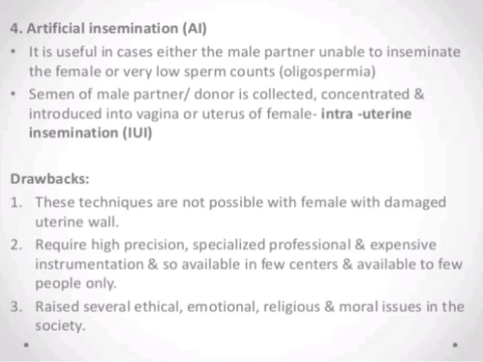This artificial insemination is useful in cases where either the male partner is unable to inseminate the female or has very low sperm counts, which is called oligospermia. In this technique, semen of the male partner or donor is collected, concentrated and then introduced into the vagina or uterus of the female. When introduced into the uterus, it is called intrauterine insemination.